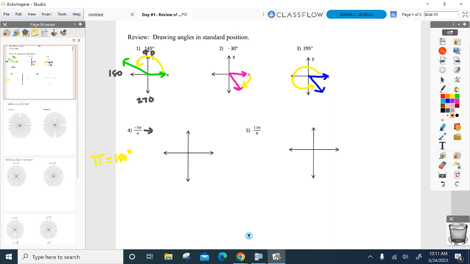And we end up with what? Negative 150? All right, now we can graph that. Just make sure you're going clockwise for me. What quadrant should we end up in here? Negative 150. Negative 150 would be quadrant 3, 2. 3.